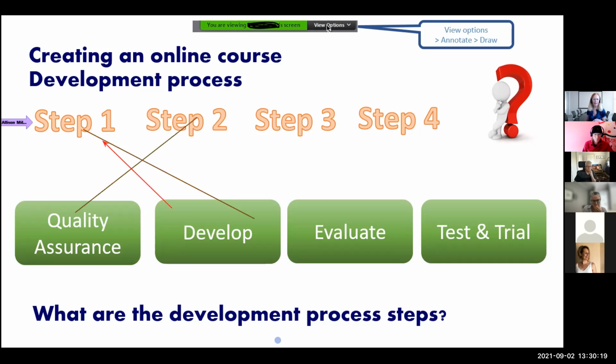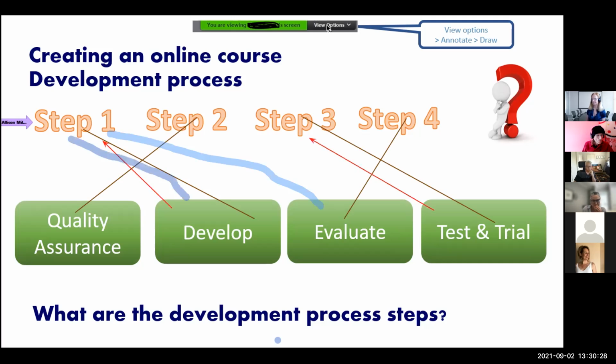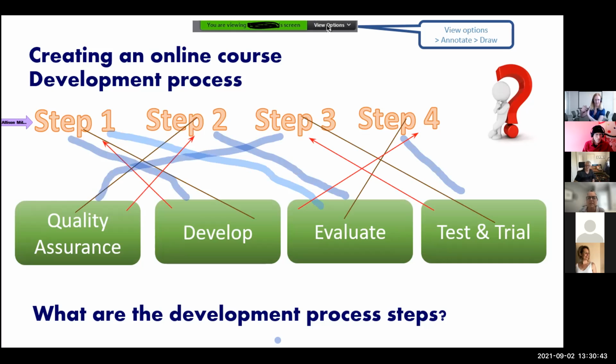Get some action happening. Time's gone through quite quickly. Is this assuming that you've already analysed and designed? We're at the development stage. Yep. Okay, so let's park analyze and design. We've done all that and signed off.